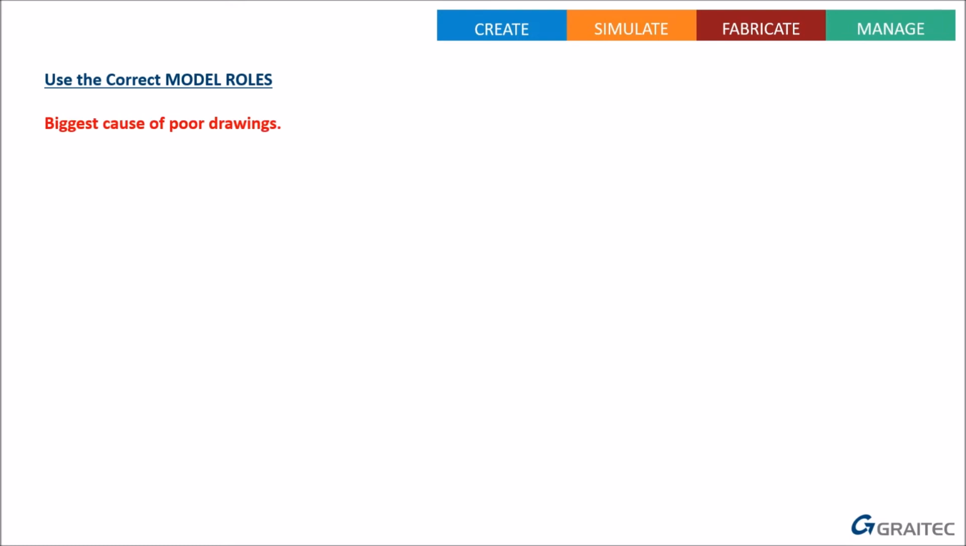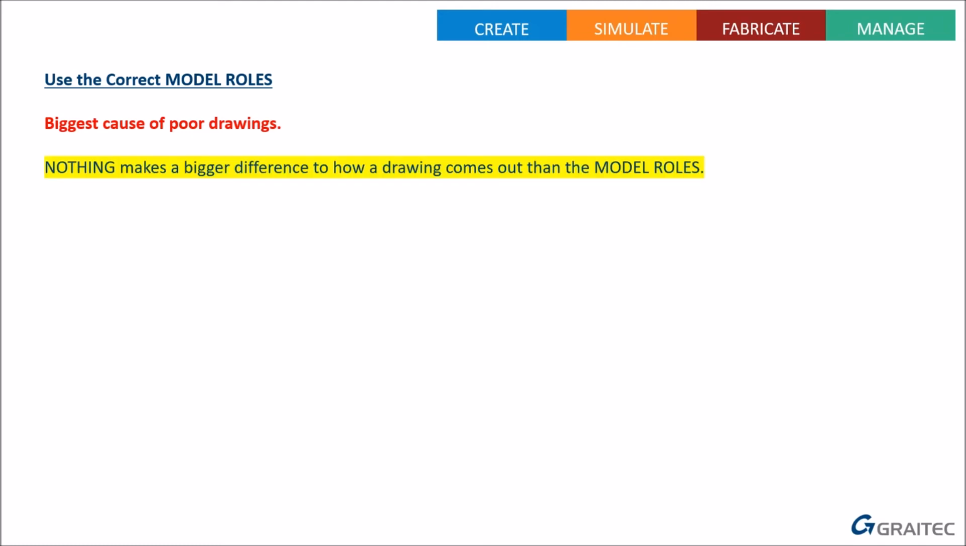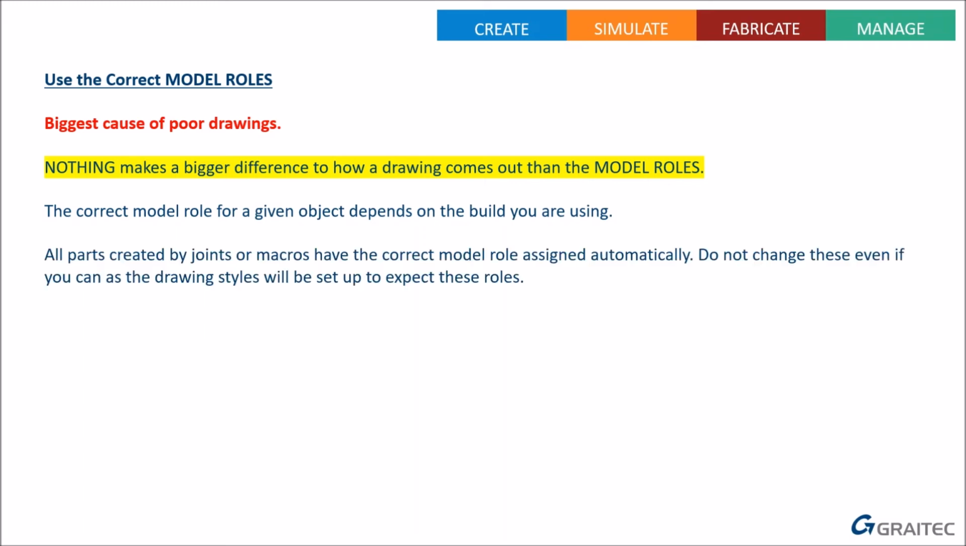The wrong model roles is the biggest cause of poor drawings out of anything possible in the system. Nothing makes a bigger difference to how your drawing comes out than selecting the correct model roles for everything. People who are self-taught are never going to know the right model roles to use. The correct model role for a certain object depends on which build you're using, whether you're using UK, America, Australia, or something else. But you need to choose the correct one.